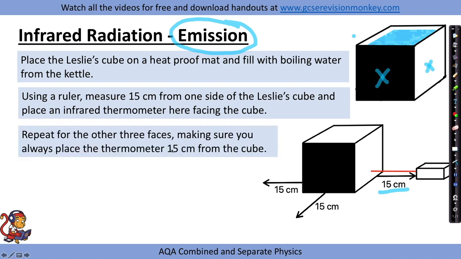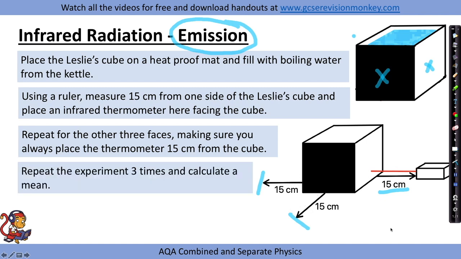We'd repeat for the other three faces, making sure that the thermometer is always 15 centimetres away from the cube. This will detect the amount of infrared radiation that is emitted by each side of the Leslie's cube. You would then repeat the experiment 3 times and calculate a mean for each side. The surfaces, such as matte black, which are really good emitters of infrared radiation, should give you really high readings of infrared radiation coming off of the Leslie's cube, whereas surfaces such as white and silver, which are poor emitters, will have lower readings.